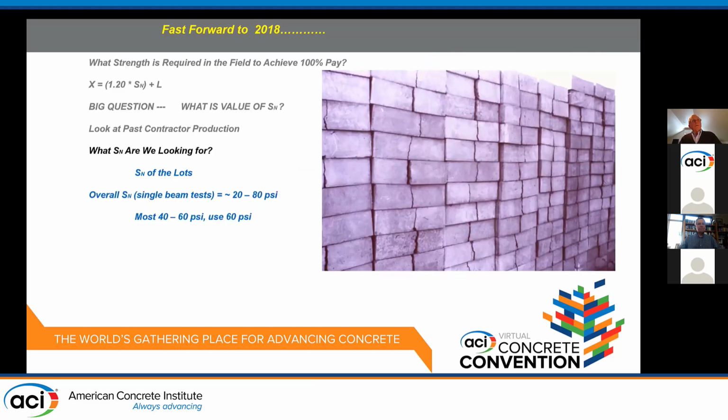What he found is, if I look deep enough, I can find that for projects that had just single beam testing procedures, like in the 70s, typically it's 20 to 80 PSI for the contractor. Most of the projects end up between 40 and 60. So we tell the contractor, we'll be conservative. We'll assume you're going to run at 60.